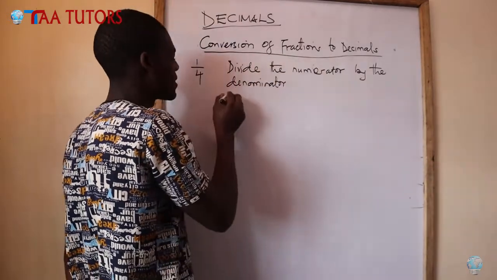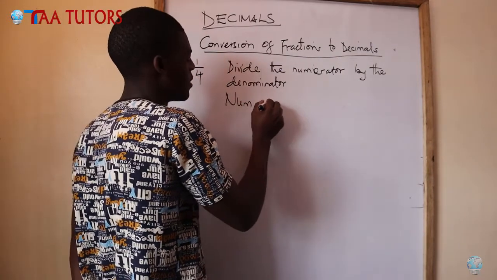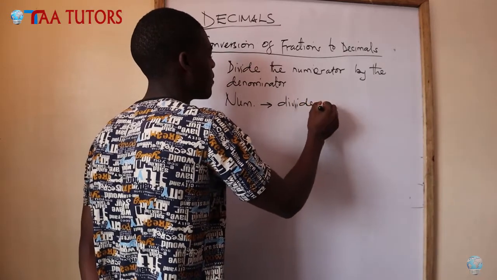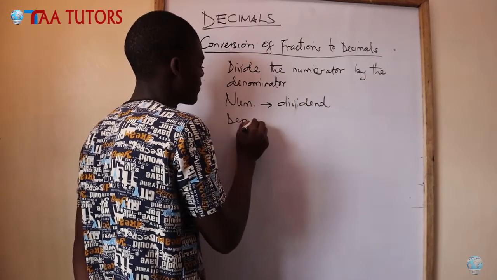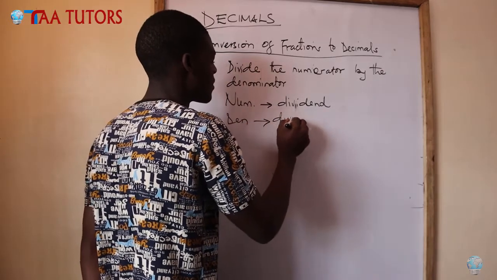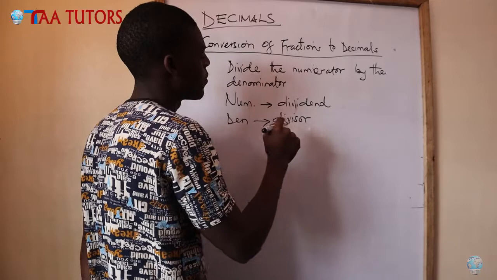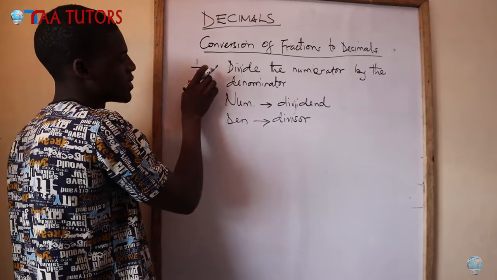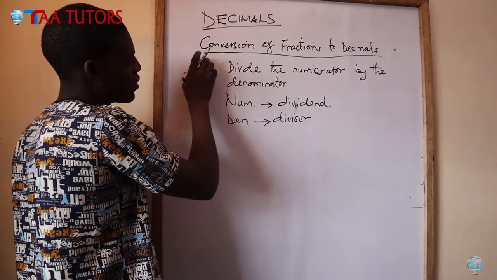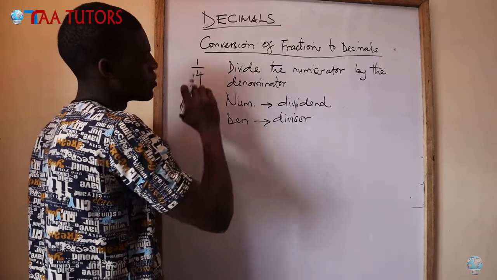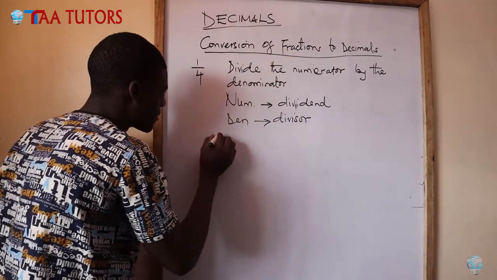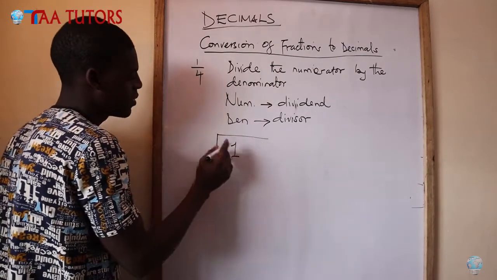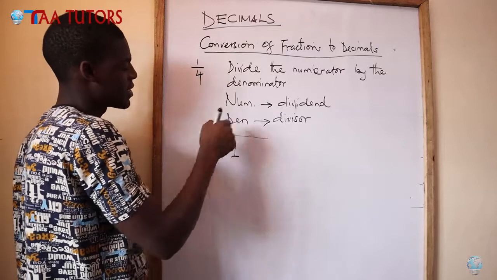In simple terms, we can say that numerator is the dividend. Then the denominator is the divisor. It may be simple for other people when we do it that way. So we will take the numerator and divide it by the denominator. So for us to convert a quarter to decimal, we will have it this way. 1, which is the numerator, the dividend inside the symbol. Then 4, which is the denominator, it is the divisor.